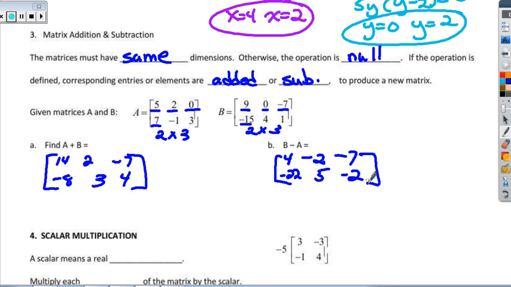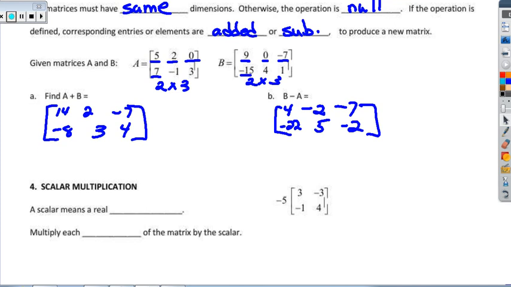All right, moving on to scalar multiplication. That looks very much like the distributive property that we are familiar with.